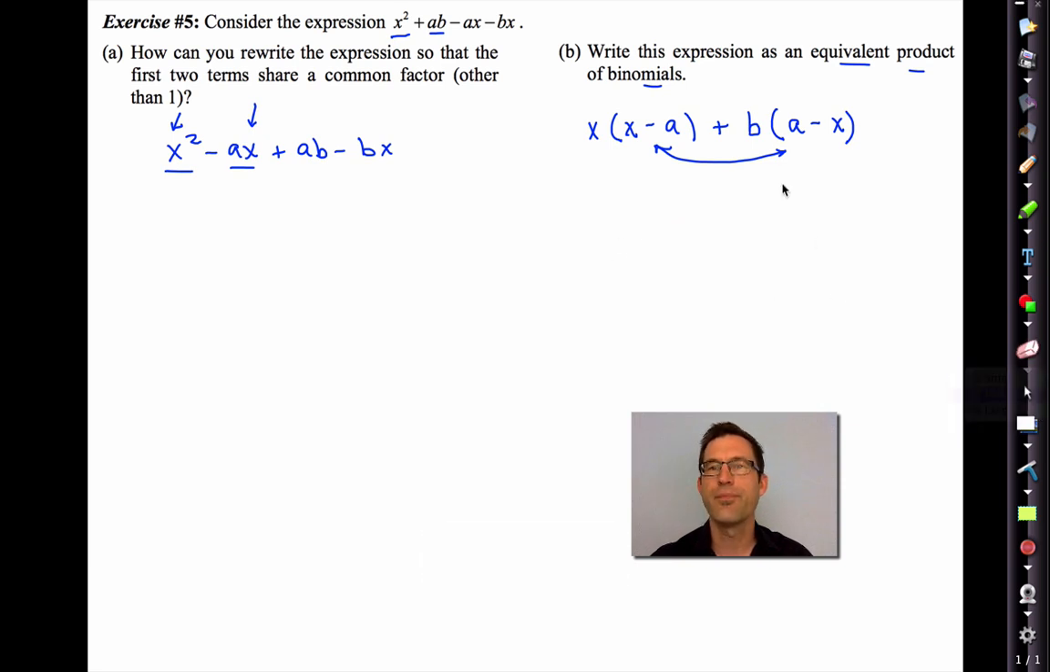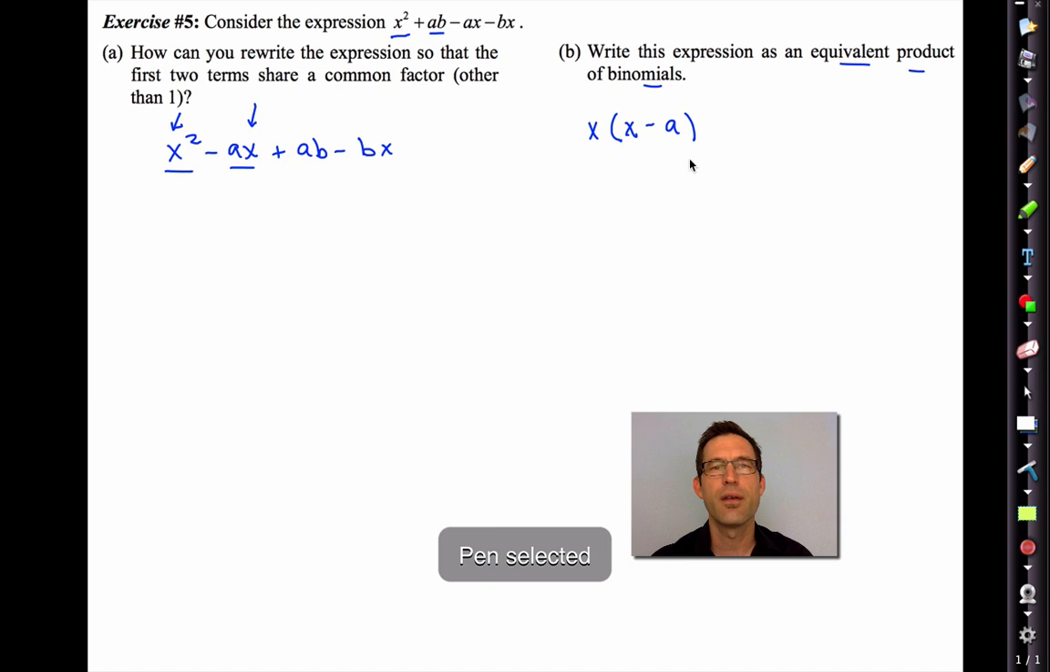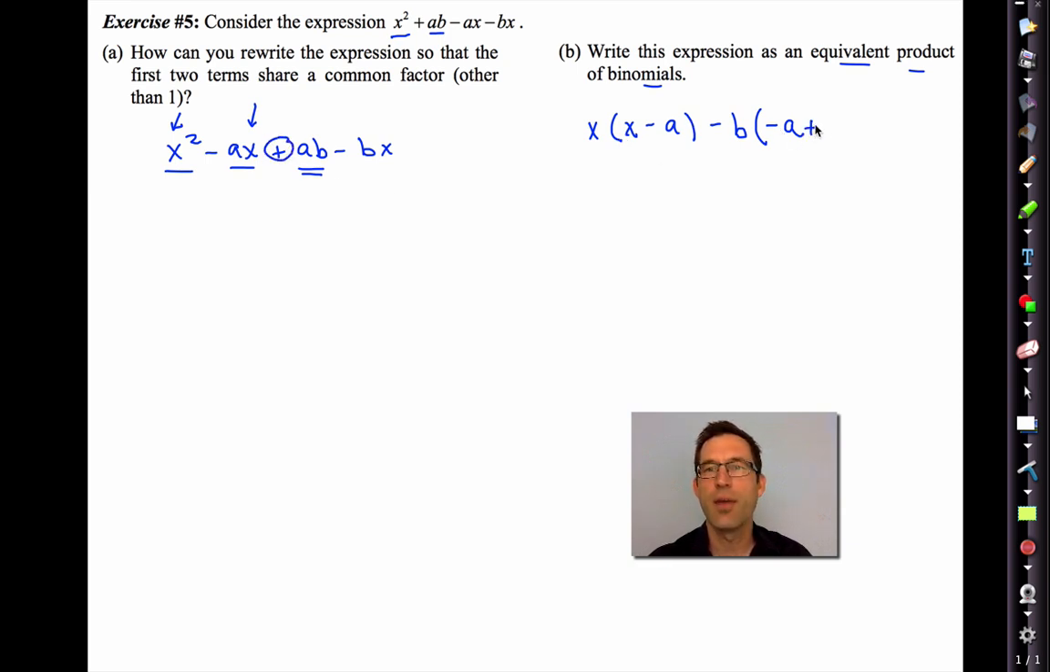Let's try this. Let's try that whole factor out a negative thing. What if we factored out a negative b? If we factored that out, now this is tricky, then we would have to have a negative a there, right? Because then negative b times negative a would be positive ab, and then we'd have to have plus x, right? Because negative b times positive x is negative bx.